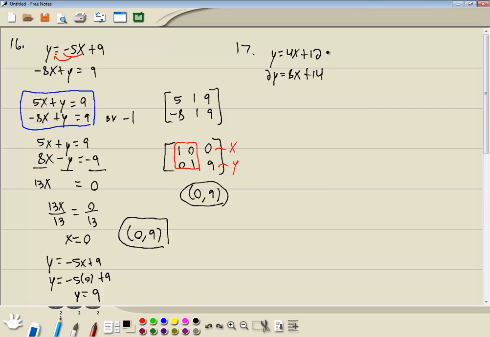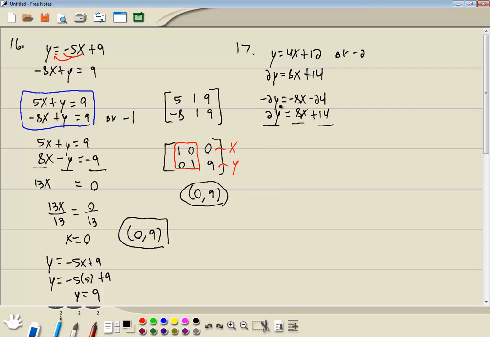Well, what do I want to eliminate? The x's, I guess. So I'll multiply this first one by negative 2. So negative 2 times y is negative 2y. Negative 2 times 4x is negative 8x. Negative 2 times 12 is negative 24. Then the second equation just carries along. And now I'm ready to add them together.